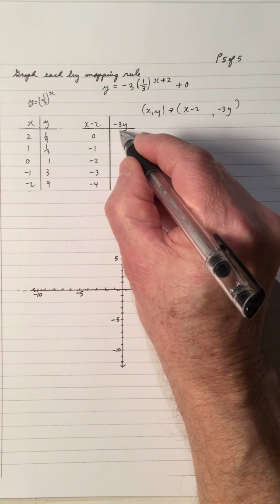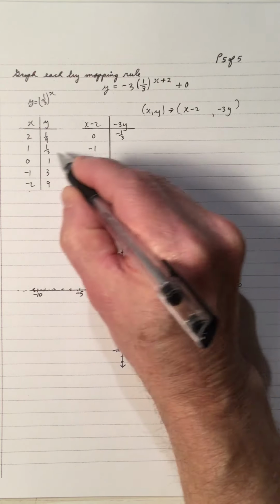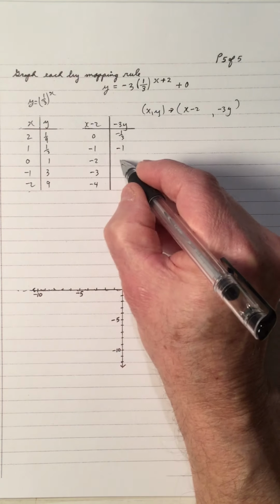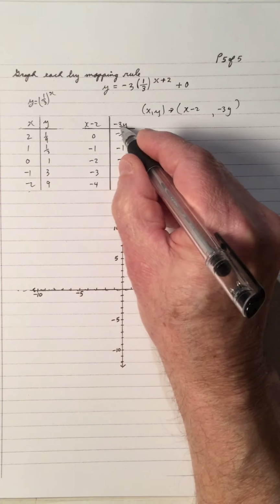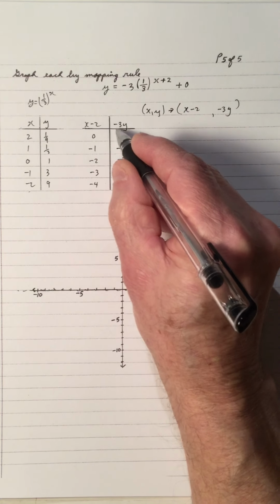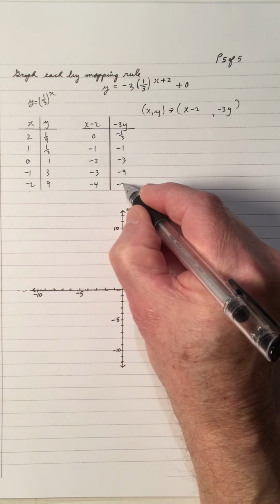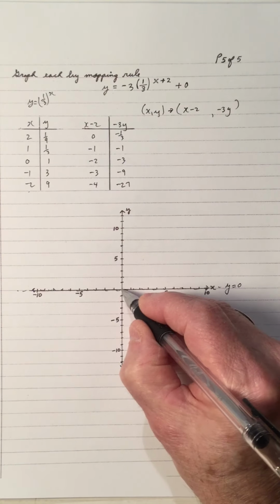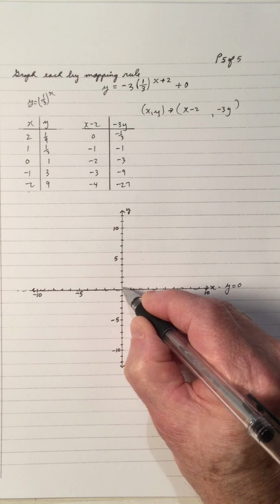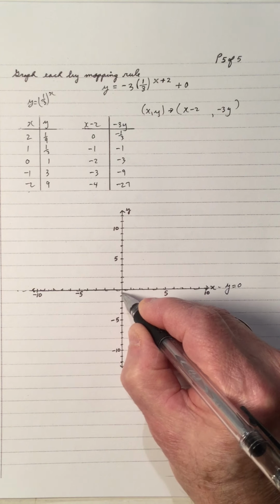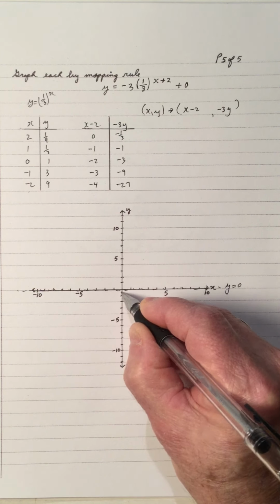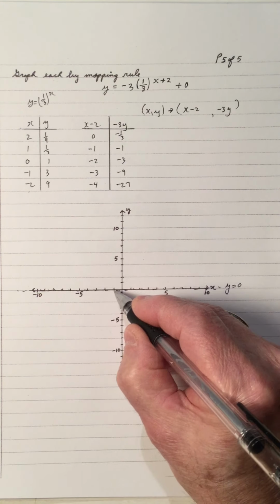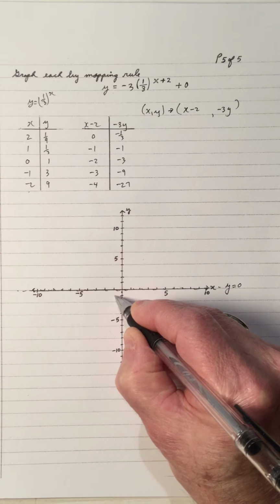1/9 times negative 3 is negative 1/3. 1/3 times negative 3 is negative 1. 1 times negative 3 is negative 3. 3 times negative 3 is negative 9. Negative 3 times 9 is negative 27. So when x is 0, right here, y is negative 1/3. So that's right there. When x is negative 1, y is negative 1.